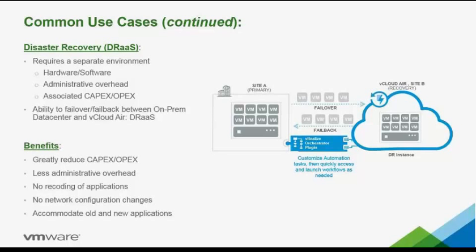So with vCloud Air disaster recovery, because it's based on that same vSphere technology, it's very easy to fail over and fail back between your on-prem and your vCloud Air disaster recovery instance. Many of the benefits are very similar. Greatly reduce your CapEx and OpEx. Less administrative overhead because you're not managing that other environment, because remember, VMware maintains all that infrastructure for you. No recoding of the applications, no network configuration changes when you fail over and have to fail back. And again, it also accommodates those old and new applications.